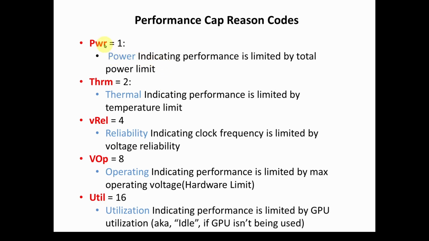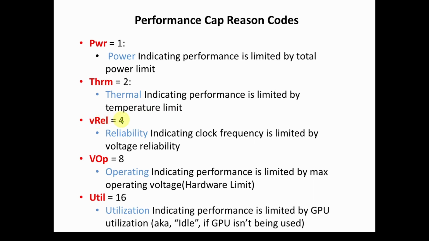So power limit, which is indicated by a 1 in the output CSV file, indicates performance is limited by total power limit. You can't exceed the power limit of the device. Thermal, a performance cap reason of 2, indicates performance is limited by the temperature limit. Of course, you can't exceed the temperature limit of the device.